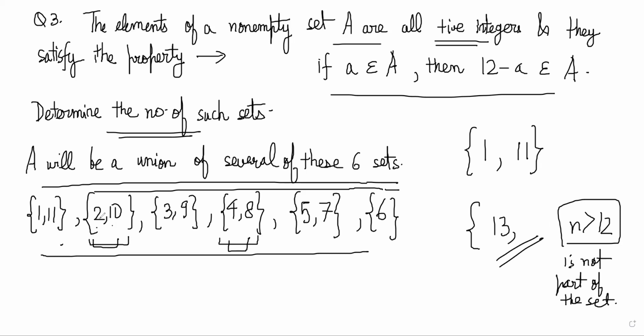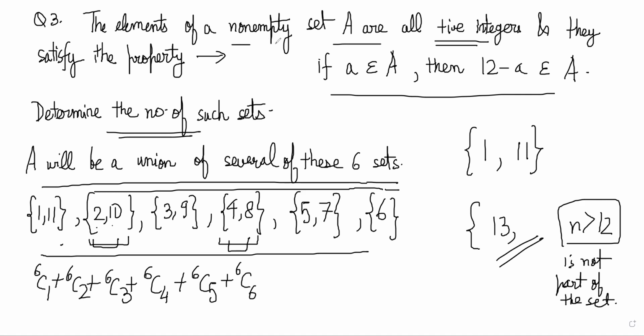So how do we find the number of ways to select one or more of these sets? There are 6 such sets. So we can do 6C1 plus 6C2 plus 6C3 plus 6C4 plus 6C5 plus 6C6. We cannot select nothing. If you select nothing, then A is an empty set. So it has to be a non-empty set as mentioned in the problem. So you have to select one or more out of these 6 sets, and that basically becomes 2 power 6 minus 1, which is equal to 63 ways. So basically, you will satisfy the conditions of the problem in 63 ways.